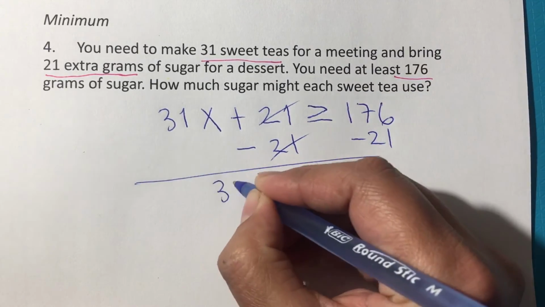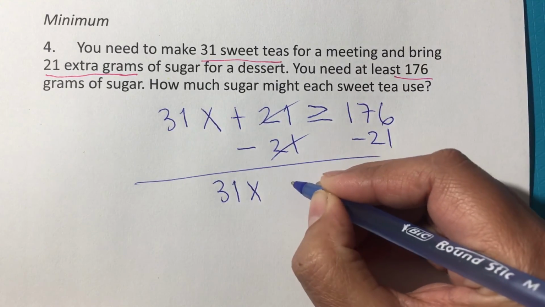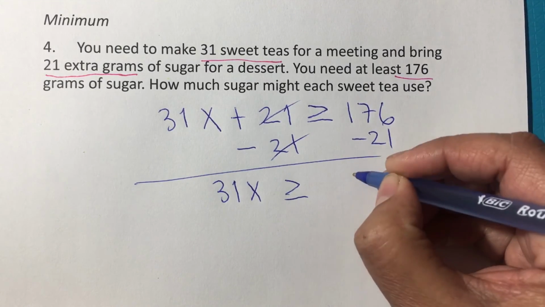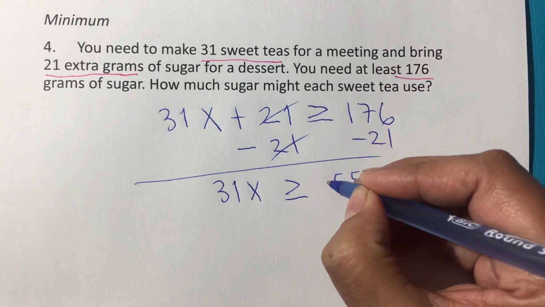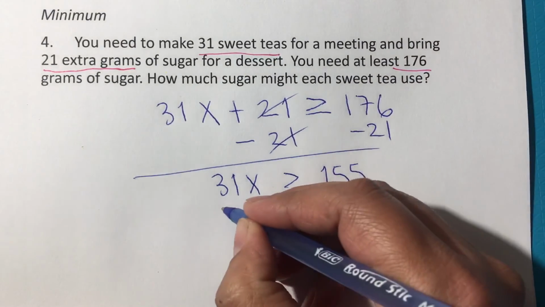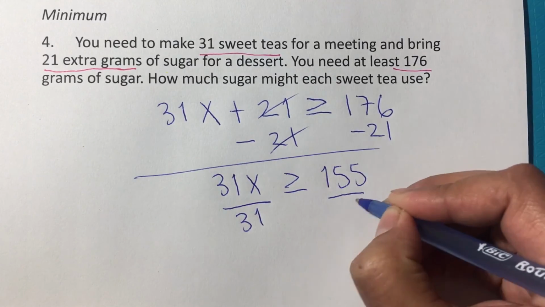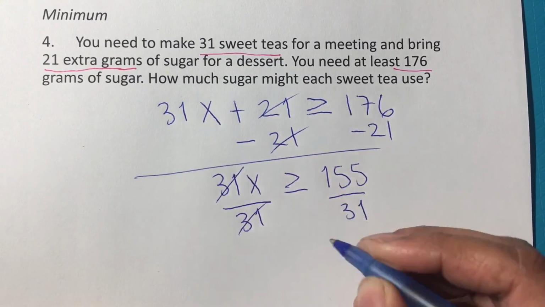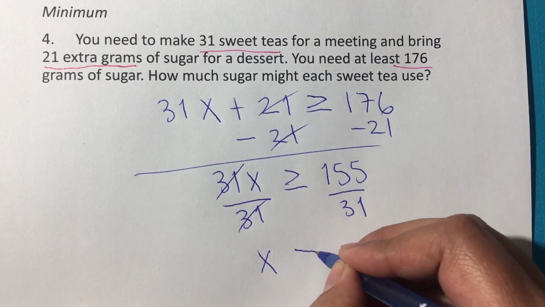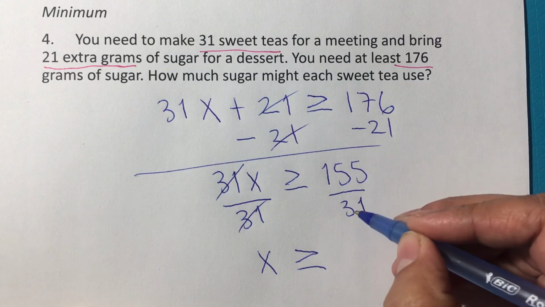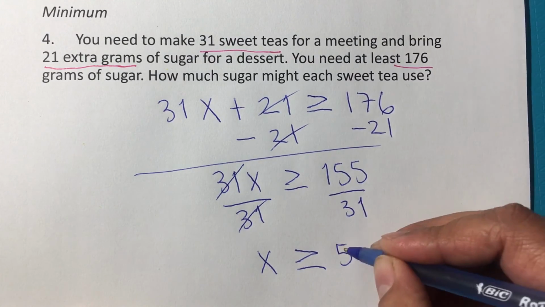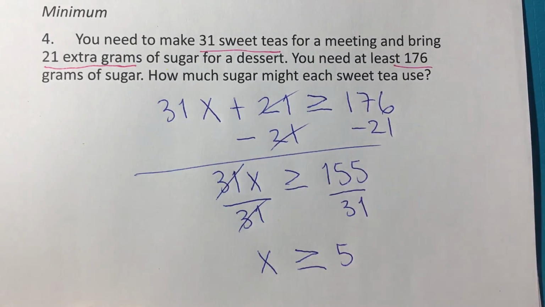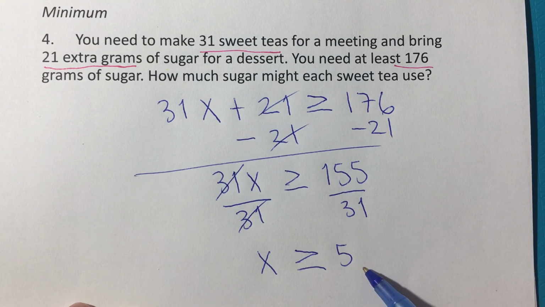This cancels and we get 31x is greater or equal than 6 minus 1 is 5, 7 minus 2 is 5, and bring down the 1. Divide by 31. This cancels and you get x is greater or equal than, how many times does the 31 go into 155? Looks like 5. 5 times 1 is 5. 5 times 3 is 15. Yes. So each tea needs 5 grams of sugar.